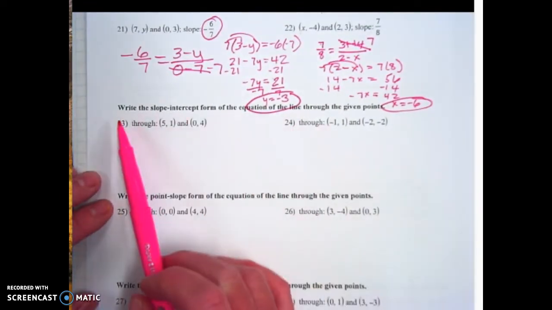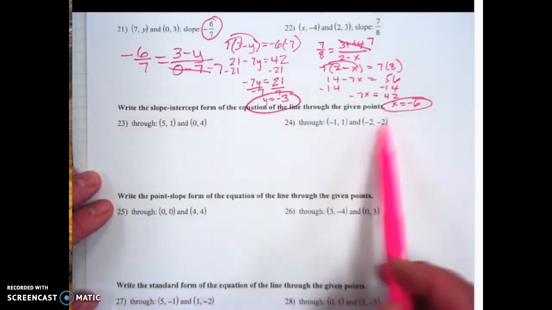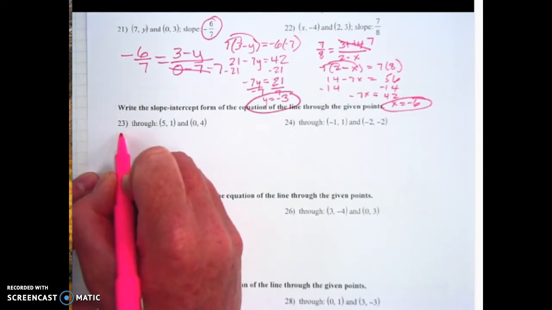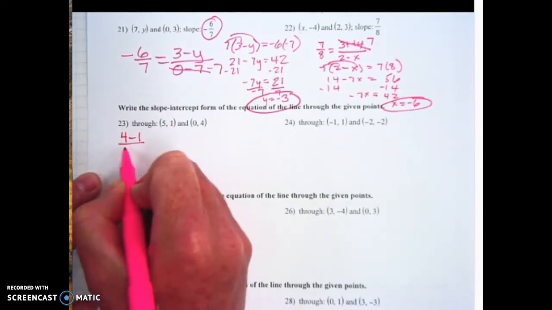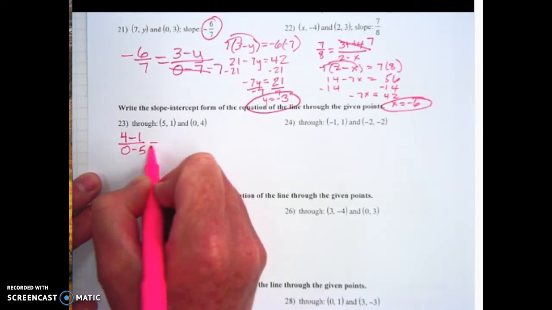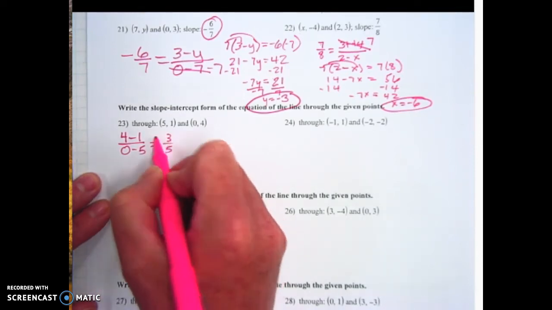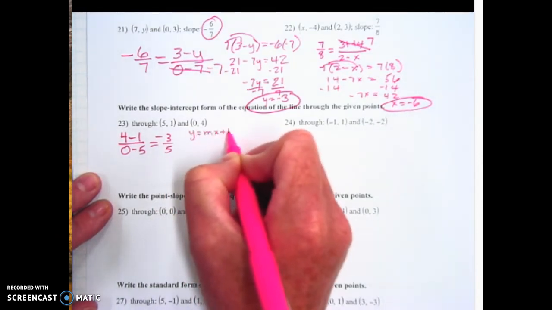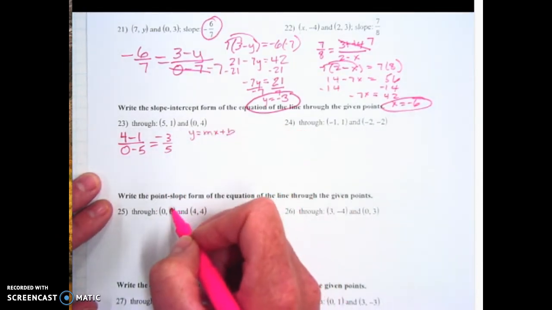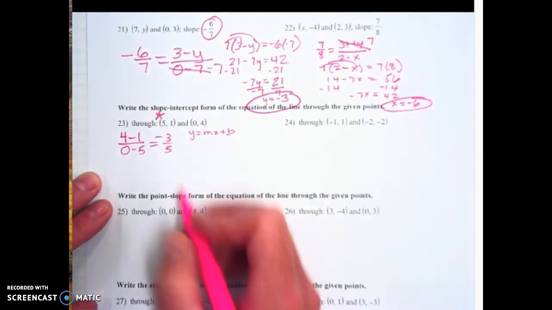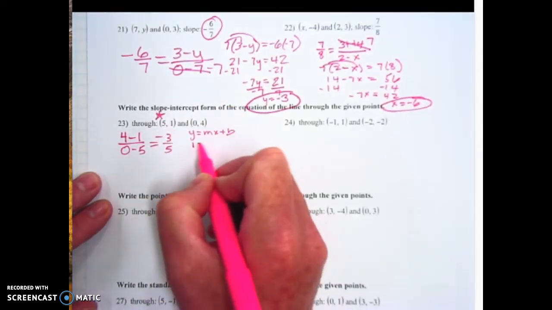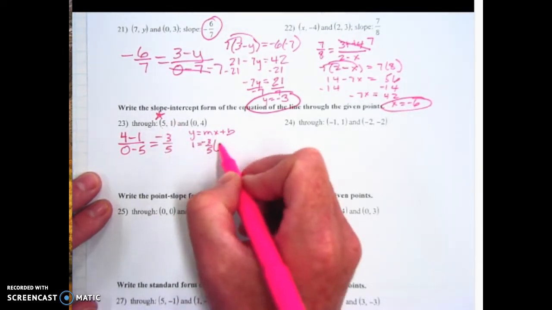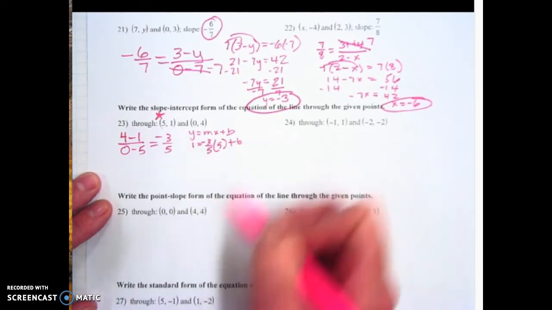Numbers 23 and 24 say write the slope-intercept form of the equation of the line through the given points. So the first thing you need to do is find the slope. So use the slope formula. You get 4 minus 1 over 0 minus 5, which simplifies to negative 3/5. Then you're going to plug it into the y equals mx plus b, which is the form that they want. I'm going to use this point for my x and y, so I'm going to plug a 1 in for y, with m found to be negative 3/5. The x is 5.